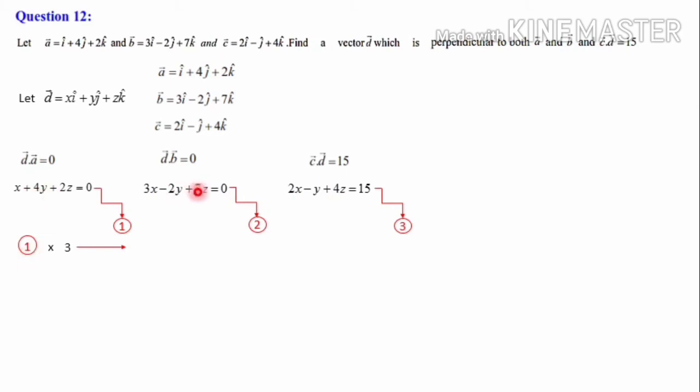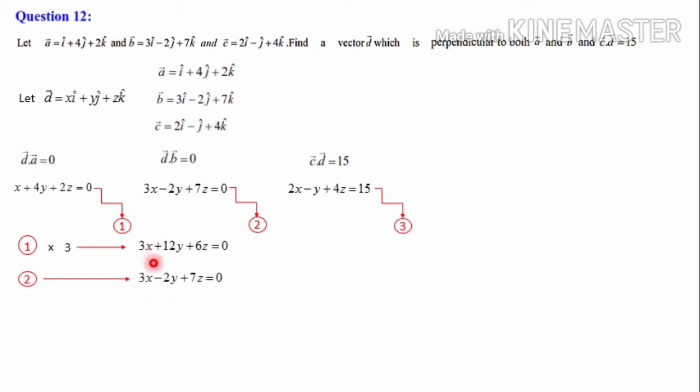I am first considering equations 1 and 2, and by equating coefficients, here the coefficient of x is 3. Here it is 1. If I multiply by 3, the x coefficients will be equal in equations 1 and 2. So if I multiply with 3, 3x plus 12y plus 6z is equal to 0. And the second equation stays the same, 3x minus 2y plus 7z is equal to 0.